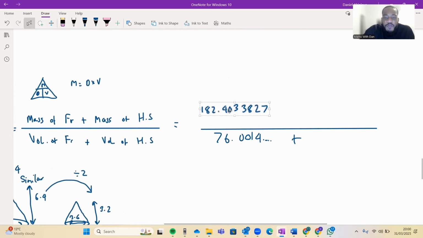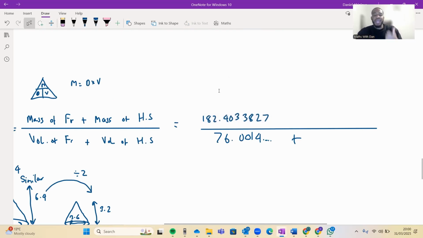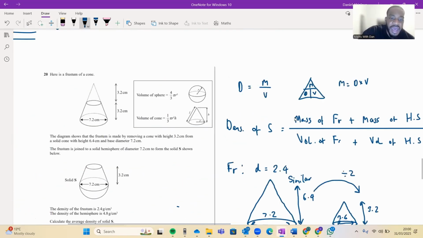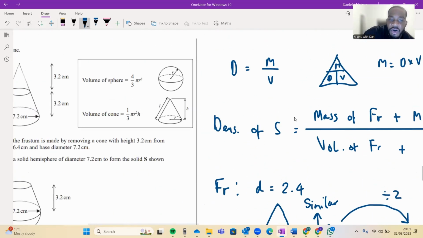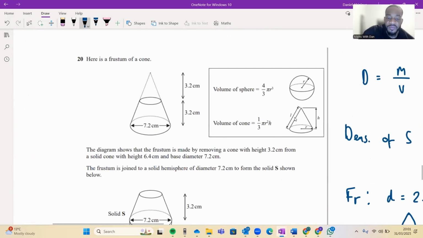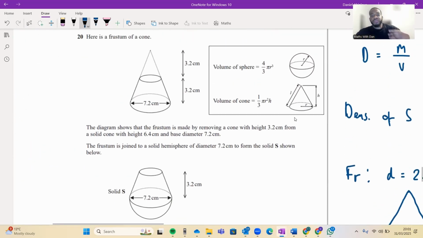So that means we're halfway there. We've worked out the mass and the volume of the frustum, and now need the mass and the volume of the hemisphere. Put that in there, add them, divide, done. So hemisphere, they've given us the formula for a sphere, haven't they? Right? Now, to calculate the formula of a hemisphere, what would I need to do with the formula of a sphere, guys?